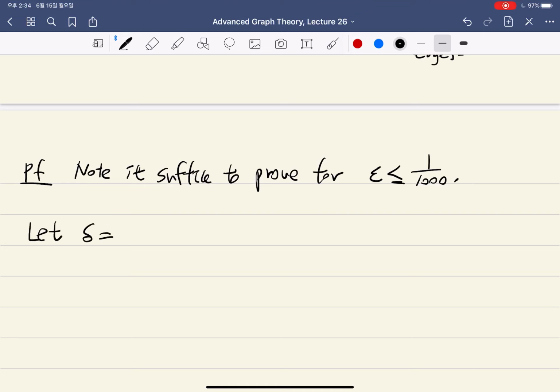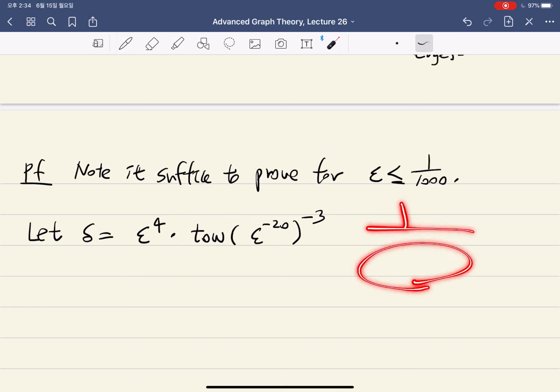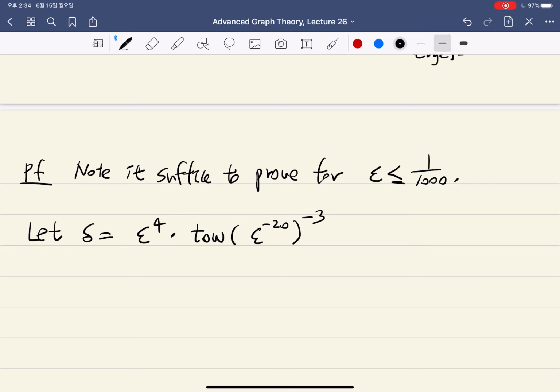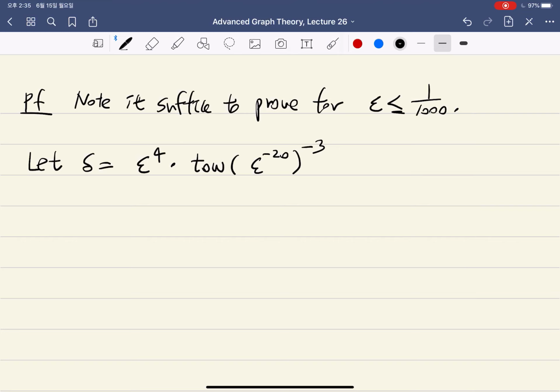And let delta be epsilon to the negative 3 power of the tower of 2's, of height epsilon to the negative 20. Remember that the tower is a very big number. This means 2 to the 2 to the 2 to the 2, with height about epsilon to the negative 20. And you take the negative 3, so that means it's 1 over a very big number. So delta is quite small. Now what we want to do is first apply the regularity lemma.